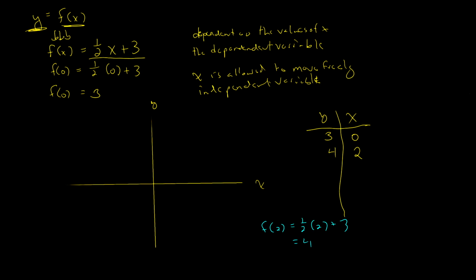And let's do one more. Let's do -2. So f of -2, wherever I see x, I put in -2. And so I get -1. -1 plus 3, which is 2.